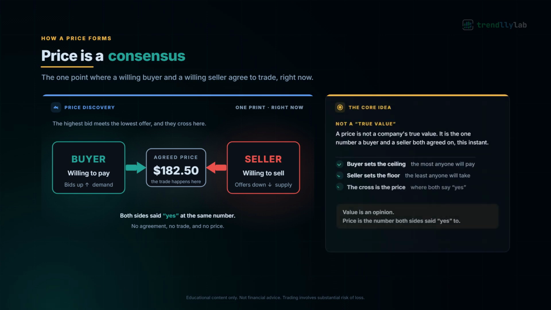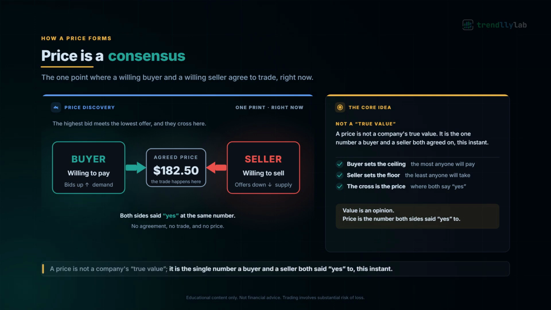Which leads to the core idea, and it is worth sitting with. A price is not a company's true value. The buyer sets the ceiling, the most anyone will pay. The seller sets the floor, the least anyone will take. The cross between them is the price. Value is an opinion. Price is the number both sides said yes to. So if a price is only an agreement, what decides which side wins?